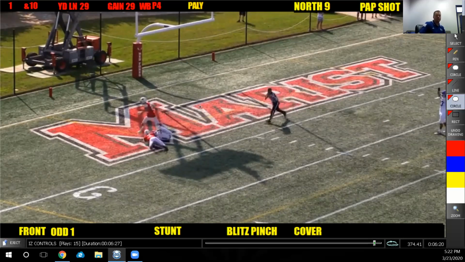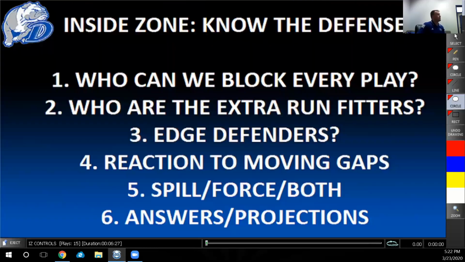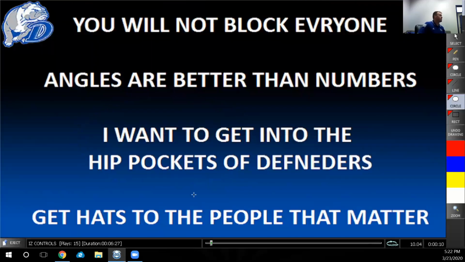Again, the main takeaways to reflect are this. Angles are better than numbers, and you need to get hats to the people that matter most. So understand the defensive structure and how you're going to attack it, what is necessary to give yourself angles, and then build formations around that to help secure and minimize number issues, or to give yourself angles to make up for the number issues. Then use different controls like jet sweep, bubble, play action, and formations to help minimize the numbers. So angles first, numbers second, and formations and things like that to do that. And that's all I got, guys.